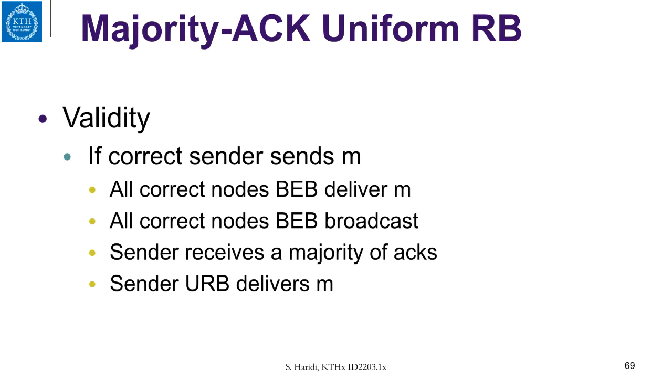So now let us look at validity. Validity says if the sender is correct, the sender will uniformly deliver the message. So if a correct sender sends the message M, all correct nodes will best-effort deliver M, which would mean that all correct nodes will best-effort broadcast M, which means that the sender will receive a majority of acknowledgements, and therefore the sender will uniformly deliver M. So this is the correctness of the algorithm.